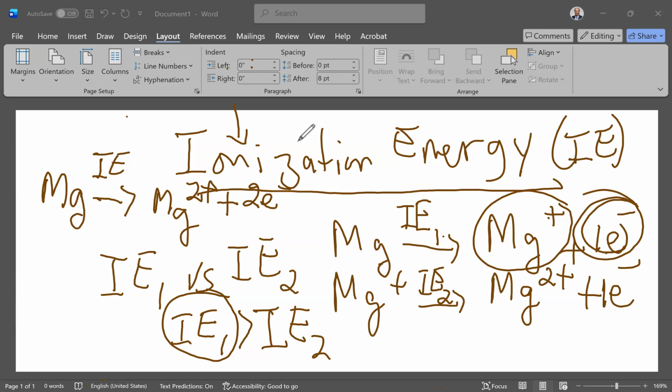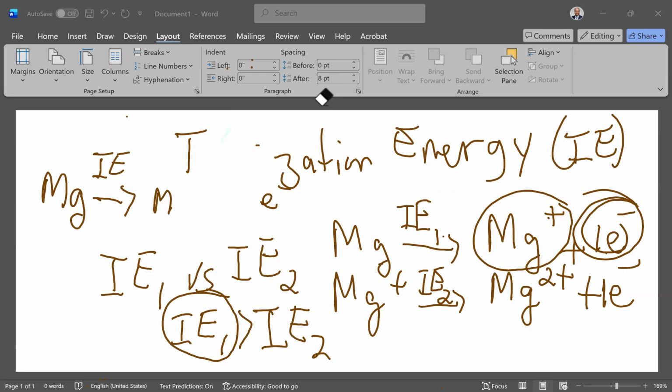Okay, so the third trend is electron affinity. Electron affinity is almost the opposite of ionization energy. Metals are giving away their electrons, while non-metals are taking in those electrons. So let's look at this, electron affinity.